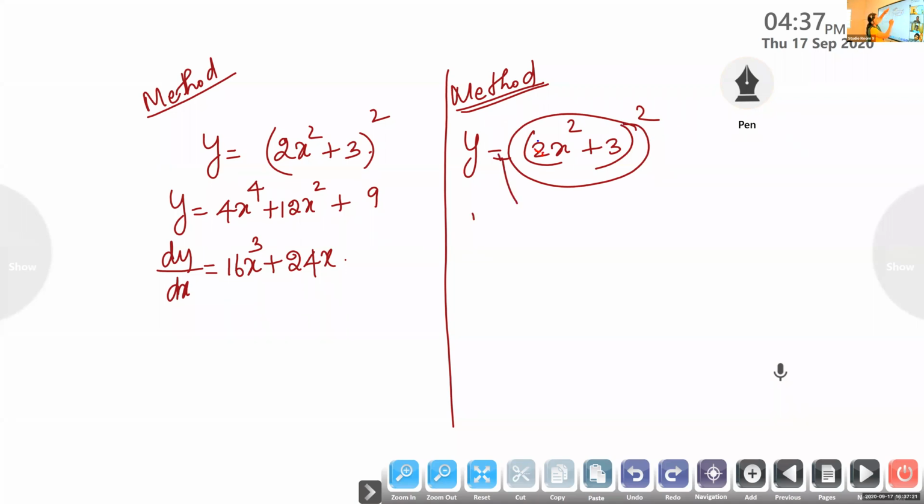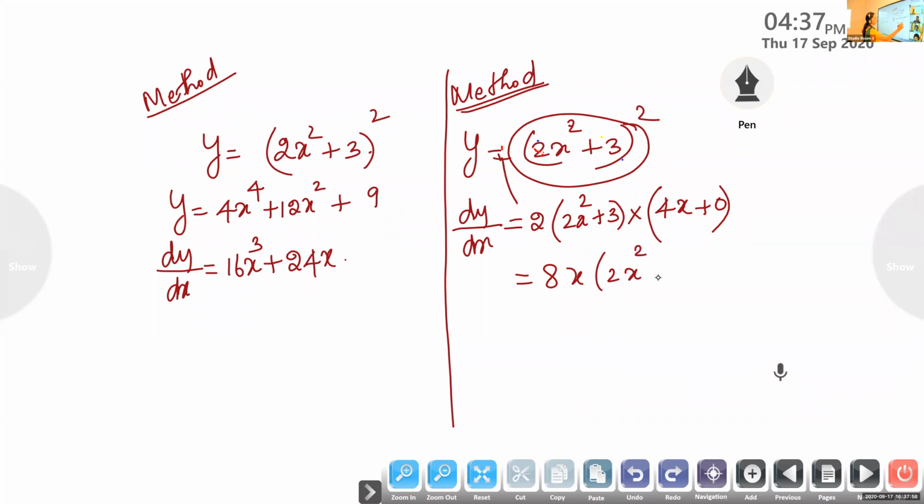So dy by dx: the derivative of x square is 2x. So 2 into (2x square plus 3) into, now in the place of x we have 2x square plus 3, so you differentiate it. When you differentiate it, what will you get? 4x plus 0. So this is the same as 8x into (2x square plus 3).